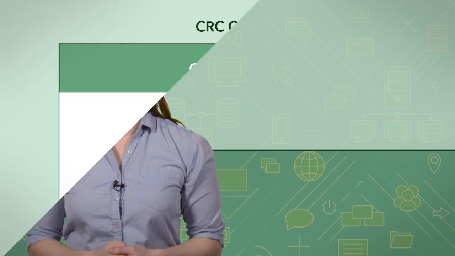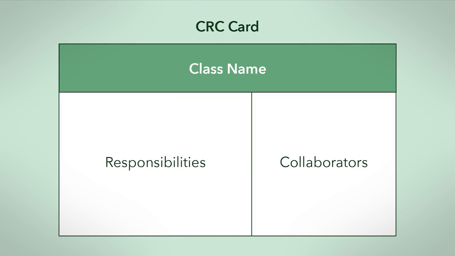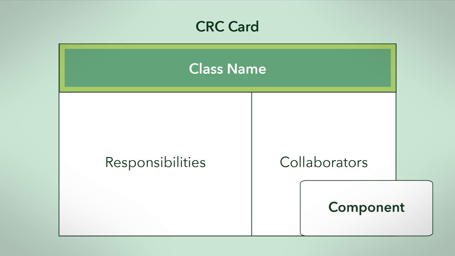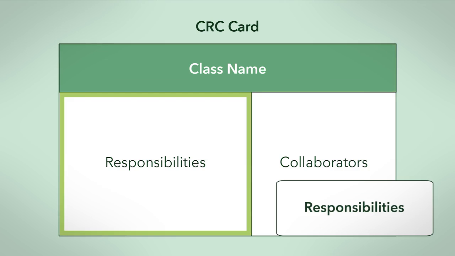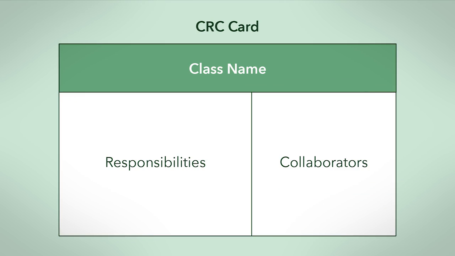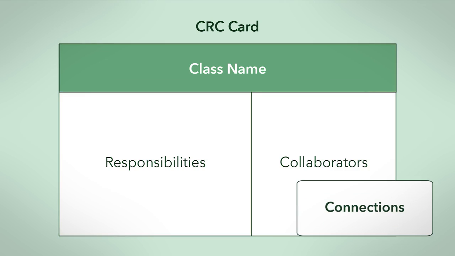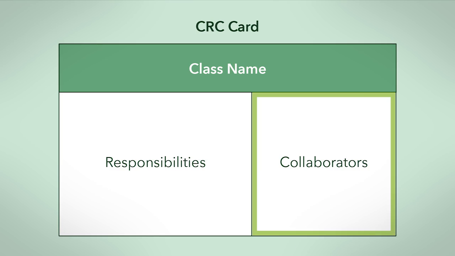So how can we use this while forming the conceptual design? To keep track of each candidate component and its responsibilities using a CRC card, you place a component's name in the class name section and the responsibilities in the responsibilities section. It's pretty straightforward so far. So what about the connections? In the collaborators section, you list other components that your current component connects to or interacts with to fulfill its responsibilities. A CRC card can be as simple as a physical index card marked into 3 sections.